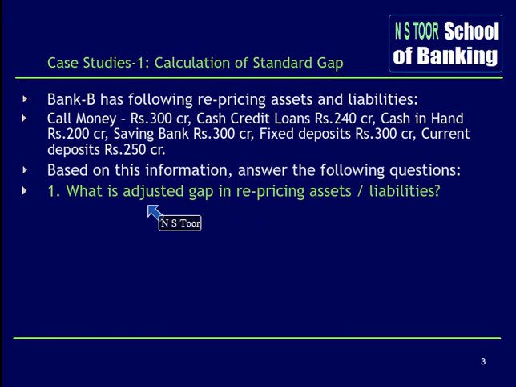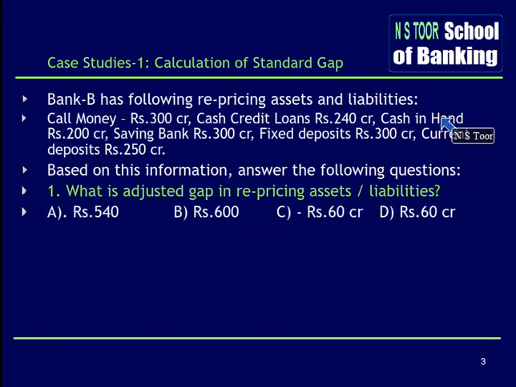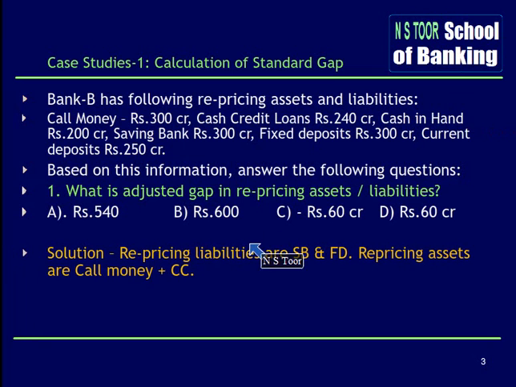Question number 1. What is adjusted gap in repricing assets and liabilities? And these are our options: 540 crores, 600 crores, minus 60 crore, and 60 crore positive.